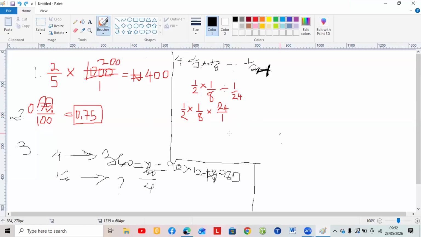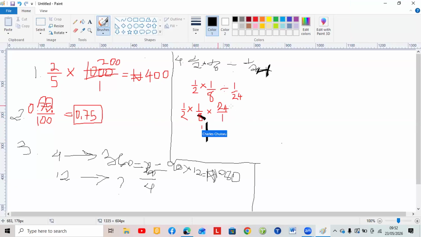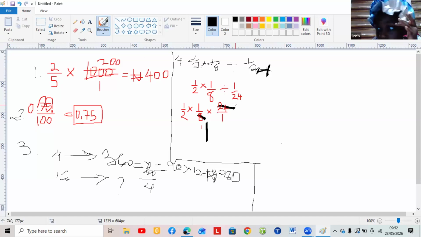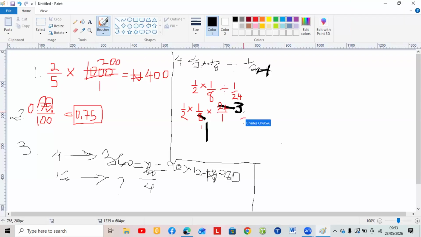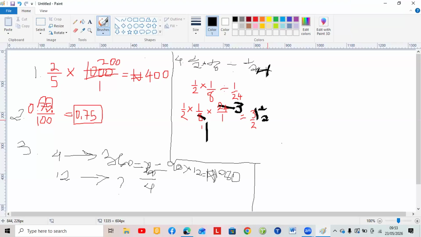What should we do next? You can either choose to say 2 into 24 or 8 into 24. Which one are we doing? 8 into 24. Our answer is 3. 3 over 2, so you now have your final answer, which will leave you with what? 1/2. There's no answer like that there.